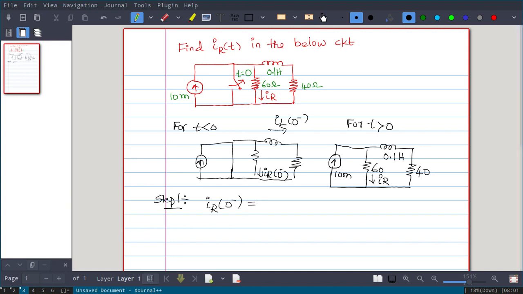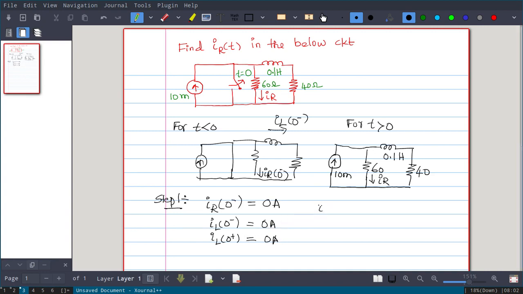So IR of 0 minus, directly we can write, is 0 ampere. So no current flows through. And we will write IL of 0 minus also because this is required to write IL of 0 plus. That is also 0 ampere because of this short circuit. No current flows through the resistor or the inductor. What is IL of 0 plus then? IL of 0 plus will be 0 ampere itself because it is nothing but IL of 0 minus.